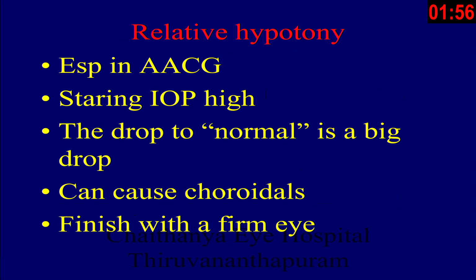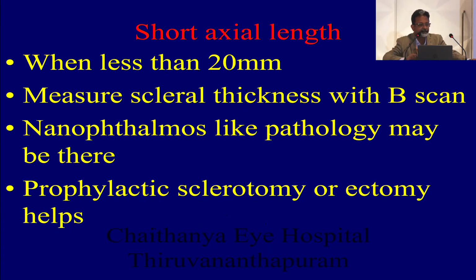And relative hypotony can happen in very high pressures as in acute closure. If the starting IOP is very high, the drop to even what we call normal is a big drop, and this can start off choroidals. So once again, finish with a firm eye when you're finishing a trab.